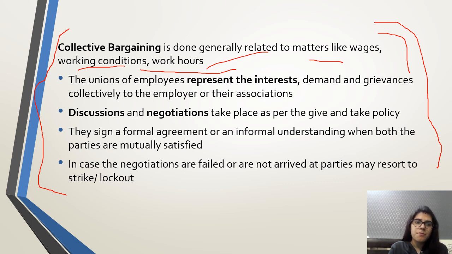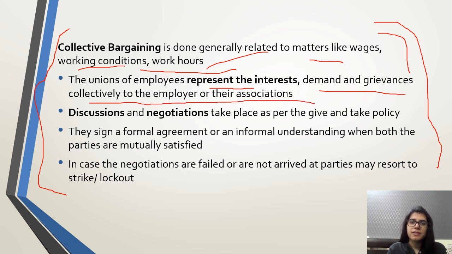And this is the process adopted in most organizations in collective bargaining. First of all, the unions of the employees collectively represent the interests, demands and grievances to the employer or their association. For example, trade unions represent their demands, whatever the issues are, to the employer or their association, because employers or the owners of the organizations also have their associations.